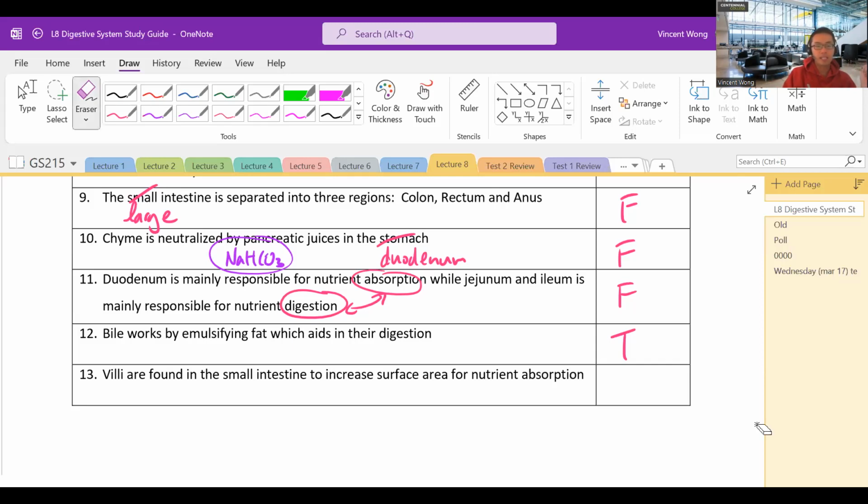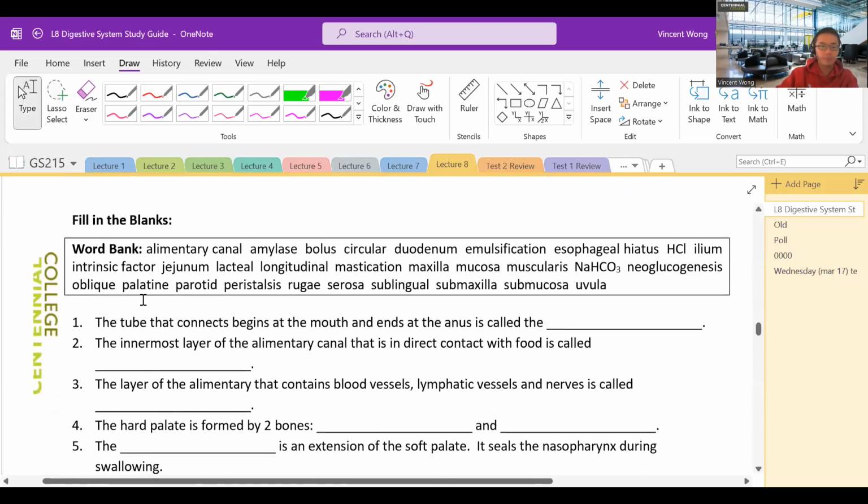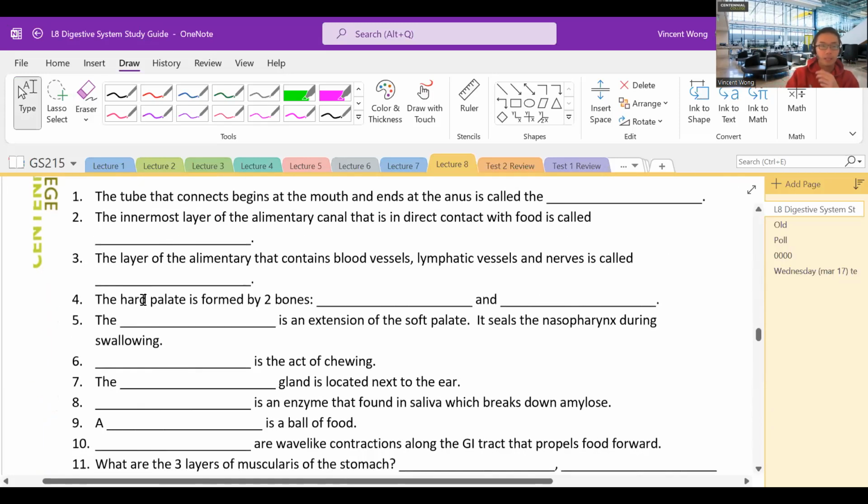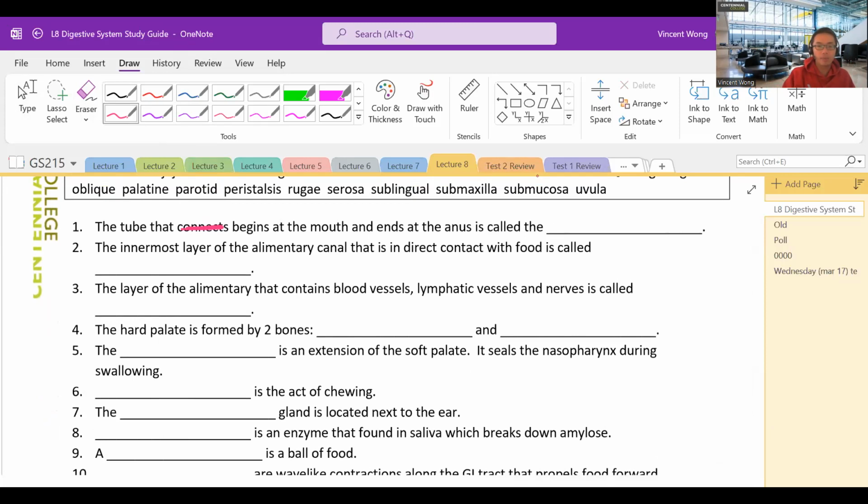Villi are found in small intestine to increase surface area for nutrient absorption. That's true. We did that. All right. Let's go through the fill in the blanks here. The tube that begins at the mouth and ends at the anus is called the alimentary canal.